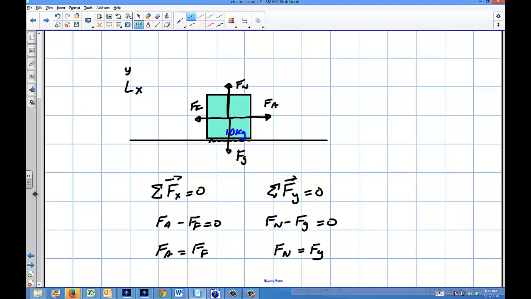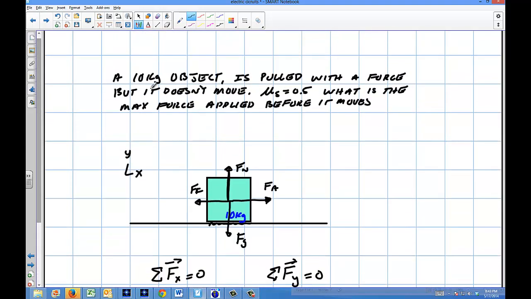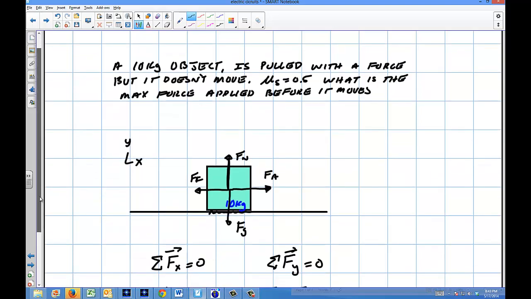Okay, so what do we have here? Well, we have a system of equations. That's all that we have. So this is my first equation. This is my second equation. I just used Newton's first law to do this. But what's the problem here? Well, I know that these are all balanced out because I have an object here sitting on a rough surface. 10 kilograms is pulled with a force, but it doesn't move. Mu is 0.5. What is the maximum force applied before it moves? So I'm trying to apply a force here. The maximum the friction is going to oppose.